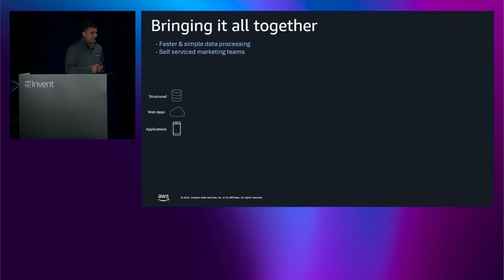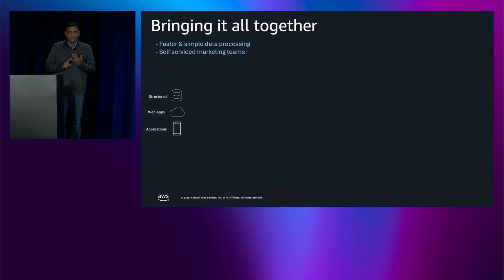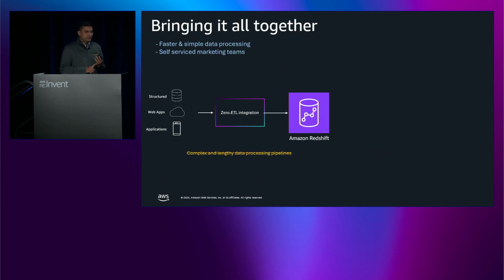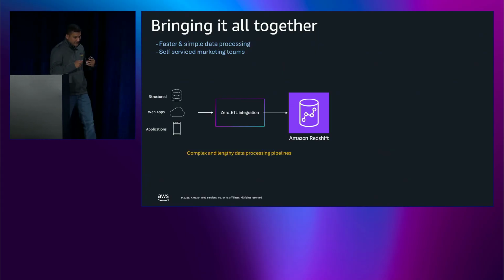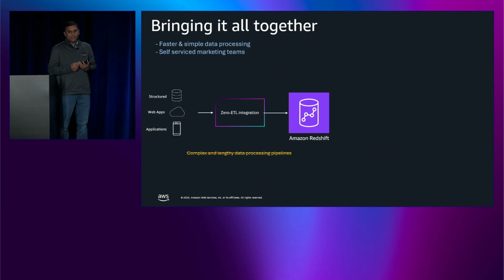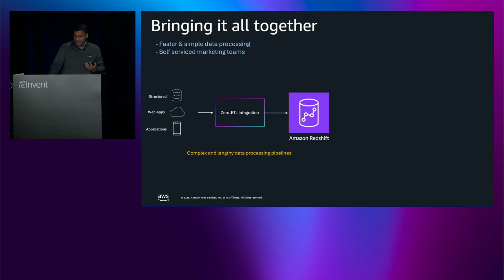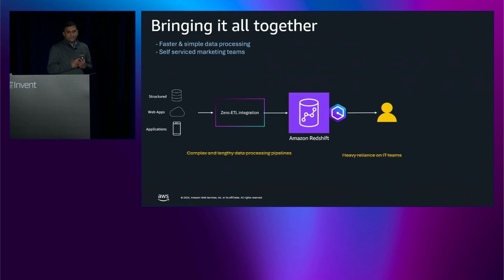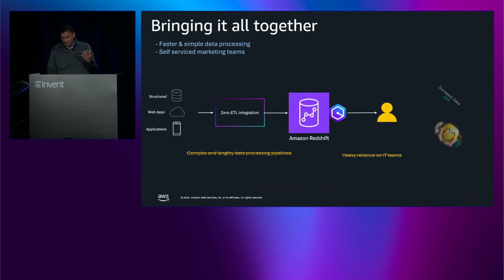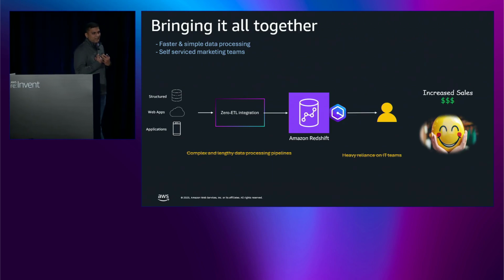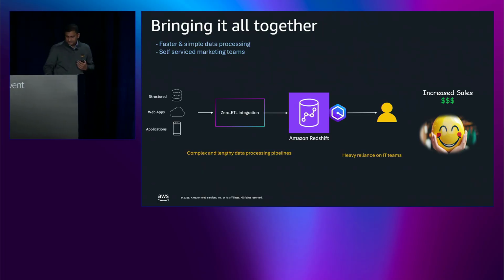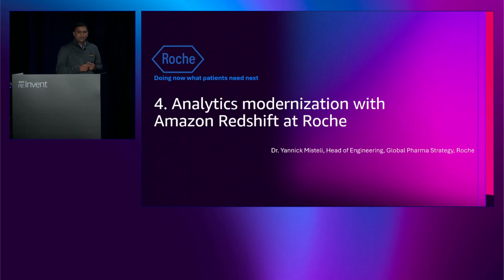Okay, bringing it all together, your first problem is simplifying your ETL pipelines. So we use zero ETL to simplify it. So that problem is solved. And your second problem is to make your marketing team self-sufficient. That we achieved using Redshift MCP. So this solved the problem which we started with. Your CEO is happy, you are happy, and we are happy too. So on that happy note, I'm going to hand it over to Yannick to talk about how Redshift helped Roche solve their analytic needs.